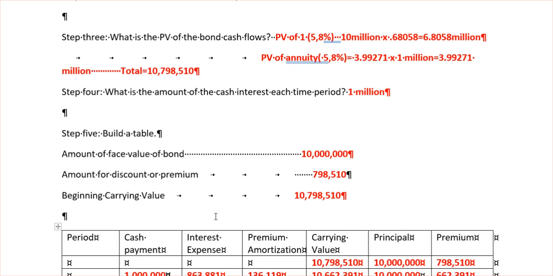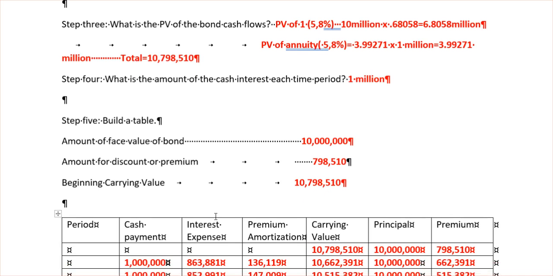You would record it at 10,798,510, but the two accounts, instead of principal, that would be called bond payable, and the premium would be premium on bond payable. Two amounts would be equal to the cash debit of 10,798,510. You're getting more cash in than you're actually repaying at the end. The next one is then payment for period 1.